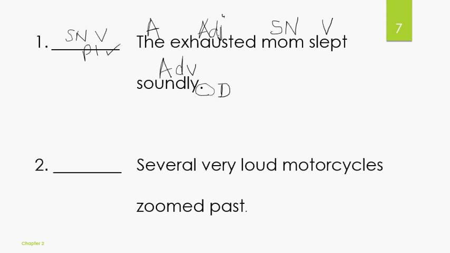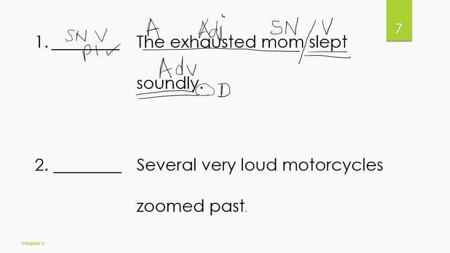Okay, where do we go, guys? We go to the verb. Very good. We're going to draw a line right in front of it to divide the complete subject, the exhausted mom, from the complete predicate, which is the verb slept and everything that goes with it, soundly. Slept soundly is the complete predicate. All right, let's see the last sentence real quick.